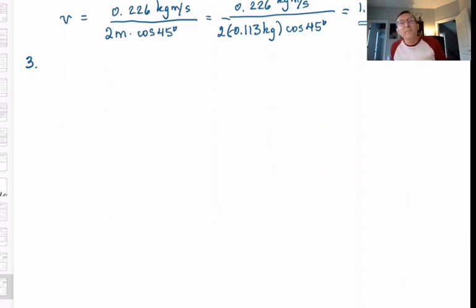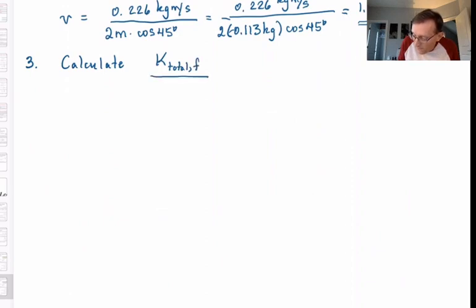Remember what elastic means. If it is elastic, the total kinetic energy before the collision must equal the total kinetic energy after the collision. So you know what I'm going to do? I'm going to calculate the ratio of K total final to K total initial and see if that ratio equals 1. If that ratio equals 1, those kinetic energies are equal, the collision is elastic. That's simple. If the ratio is not 1, it's not elastic, it's inelastic.